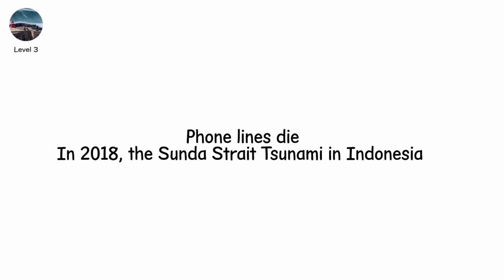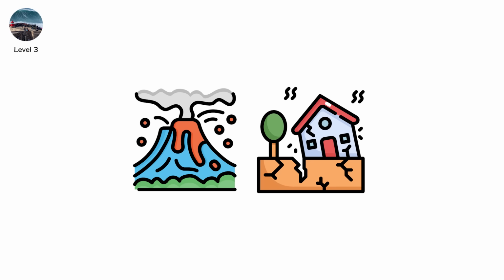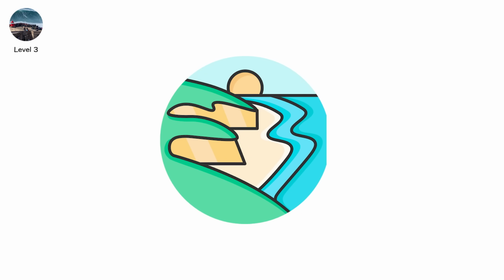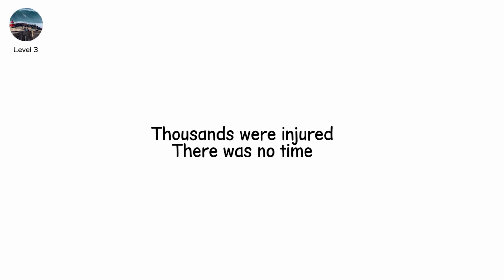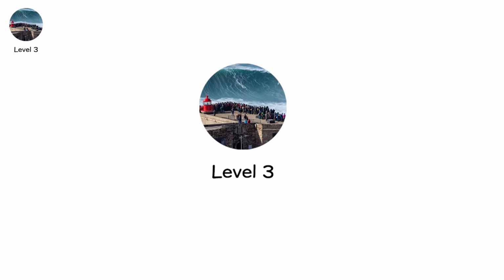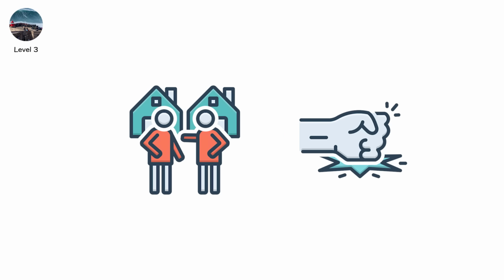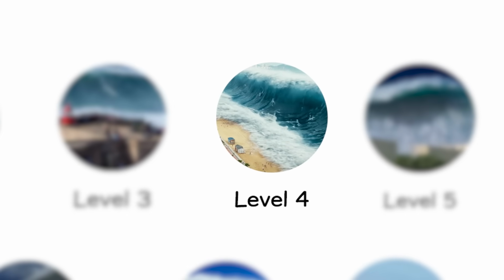In 2018, the Sunda Strait tsunami in Indonesia reached this level. Triggered by a volcanic eruption, the wave didn't even come with an earthquake warning. It struck coastal villages with waves 3 to 5 meters high. Over 430 people were killed. Thousands were injured. There was no time. Level 3 isn't the biggest wave, but it's big enough to end neighborhoods and fast enough to erase time to react.